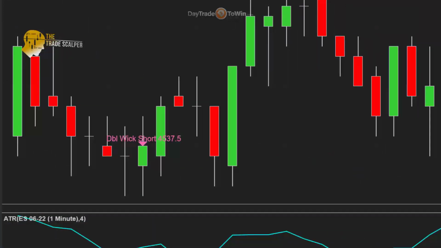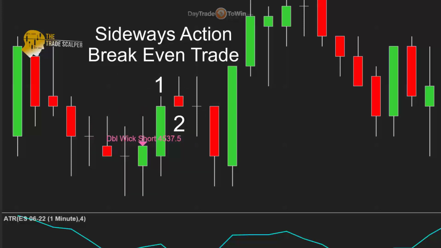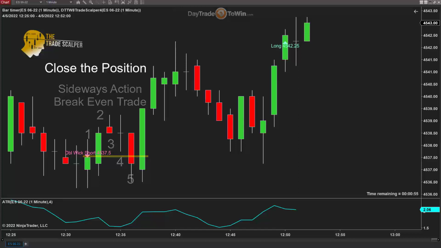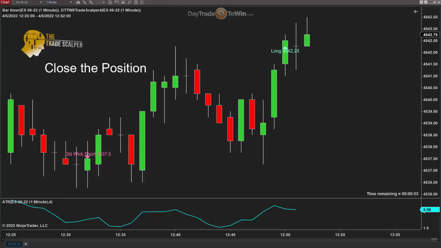The next trade here is a short, double wick short at 45.3750. Again, the Trade Scalper software gave us an example to go short based on this signal. The way the signal is created tells us to go short. And as you can see, the next 4 to 5 candles, the market did not go down at least enough for us to get out of the trade. And that's the reason why we immediately exit the position based off of the next 4 to 5 candles or a time-based stop, because in this case, it didn't work.